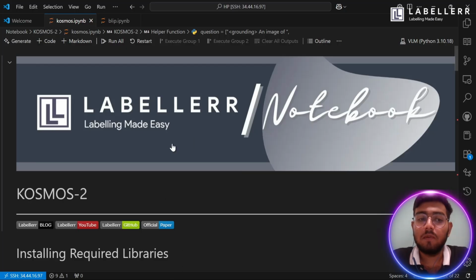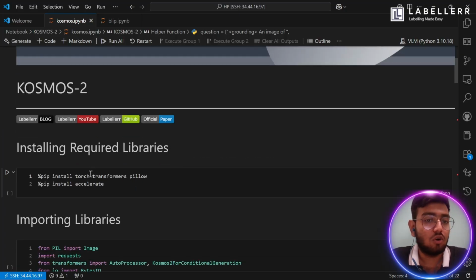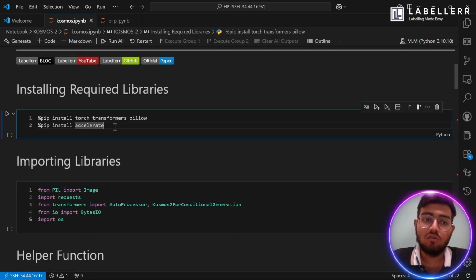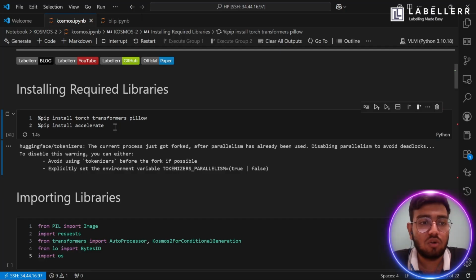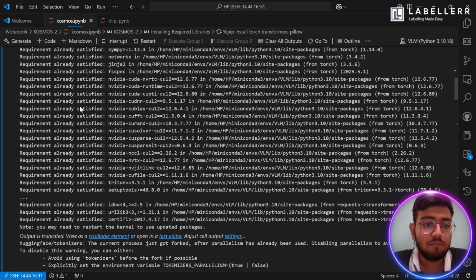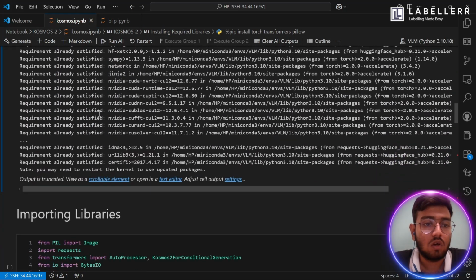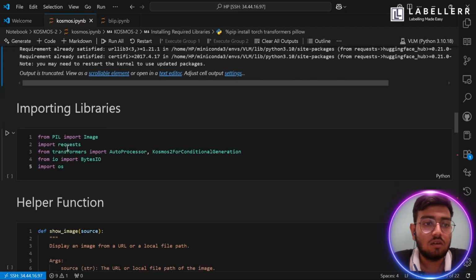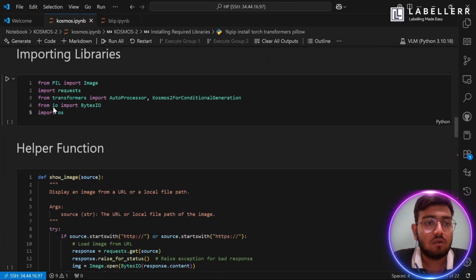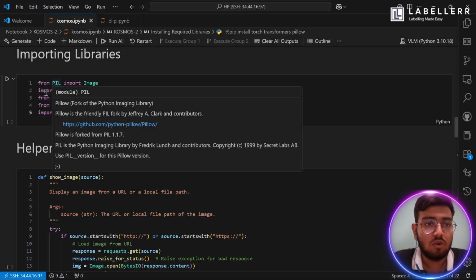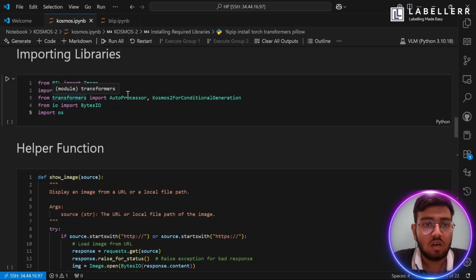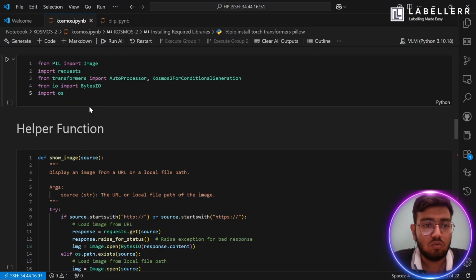Now let's start by implementing Kosmos-2. To implement Kosmos-2, you have to install some libraries, which are transformers, pillow, and accelerate. These are the libraries you will need. Let's install them. Now the libraries have been installed. Then we import them. As you can see, I am importing Image from PIL, requests, and from transformers I am importing AutoProcessor and Kosmos2ForConditionalGeneration.